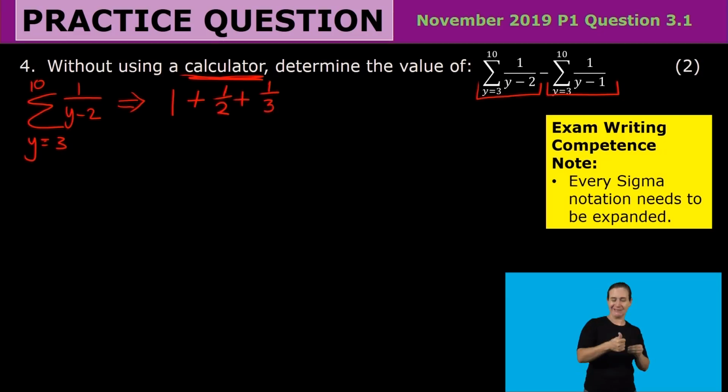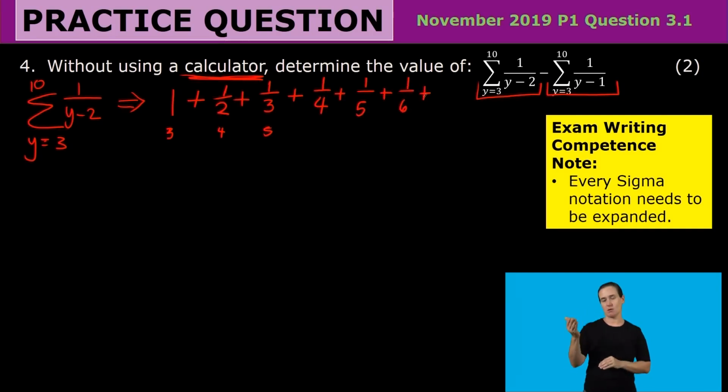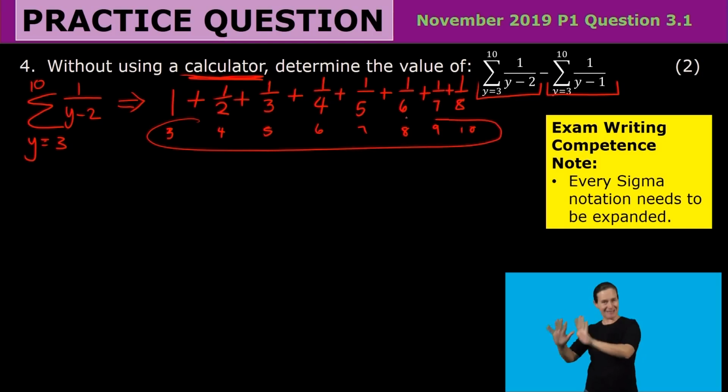Remember where you are going to stop, you're going to stop at 10. So here we've substituted our 3, here we've substituted our 4, here we've substituted our 5. And when we move forward, that is what the expansion of the sigma notation is going to give you. It's 1 over 6, 1 over 7, and lastly, plus 1 over 8. So from substituting 3, 4, 5, 6, 7, 8, 9, and 10, that is the sequence that we get.